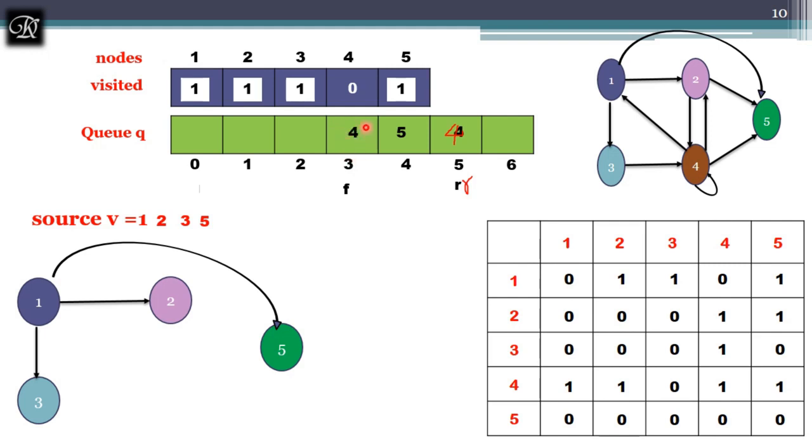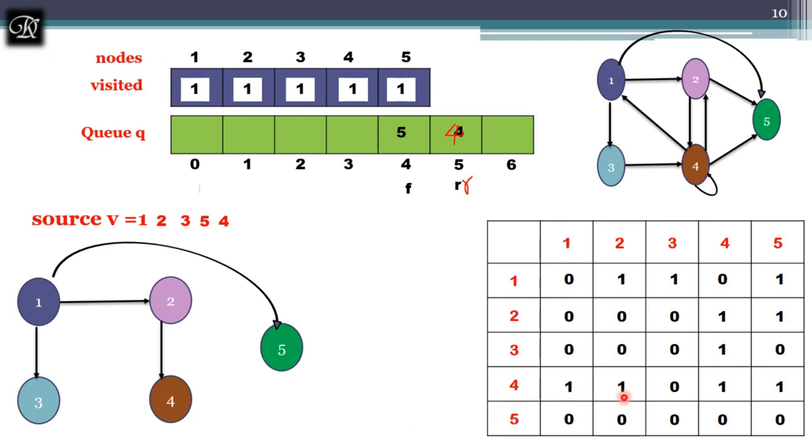Next node is 4. Now 4 is visited, yes, and mark it with the 1. Now it is eliminated from the queue. Now F is pointing to 5, and go to the 4th row. Let's see whether there is an edge from 4 to 1. Yes, there is an edge, but check whether it is not visited. No, it is visited, so I cannot add it to the queue.